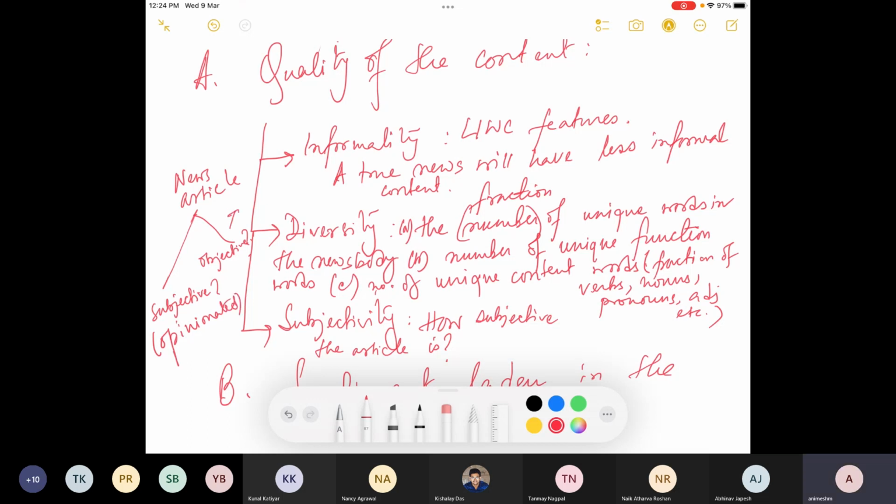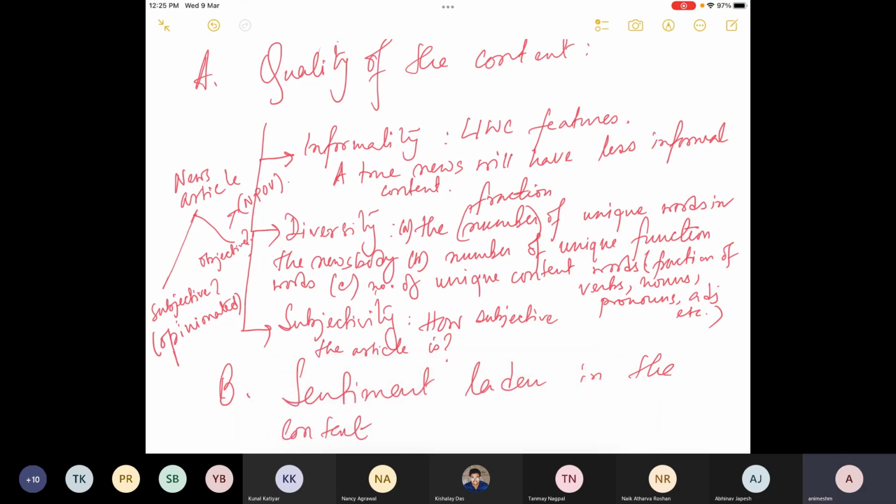Okay. And objective means it maintains a neutral point of view, also sometimes called NPOV for short. This is also a policy that Wikipedia follows. So in your viewpoint, what should a news article look like? Should it be subjective or objective? It should be objective. So we measure the subjectivity, and the more subjective the news article is, the more are the chances that it is a fake news item. So how do you measure it?